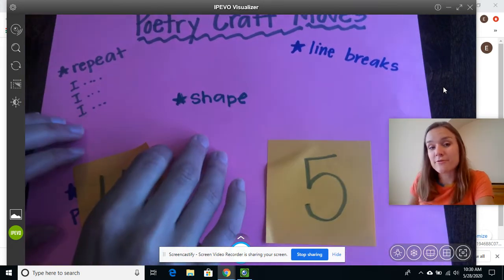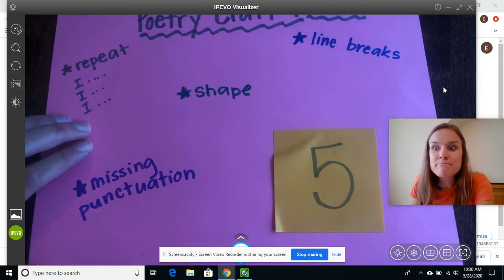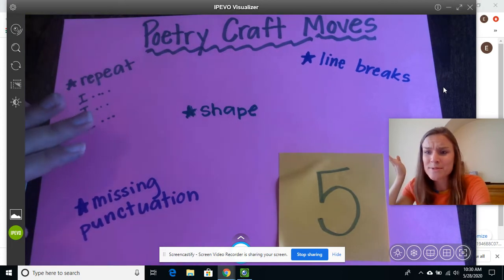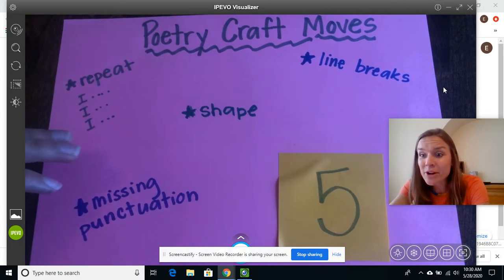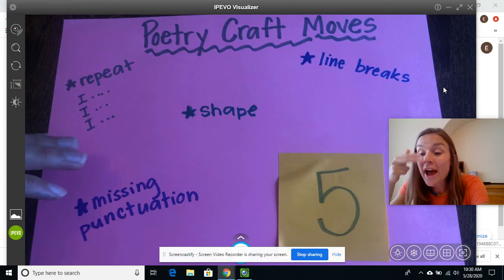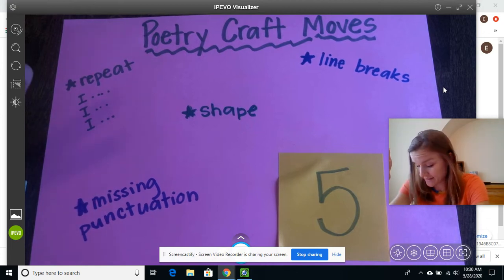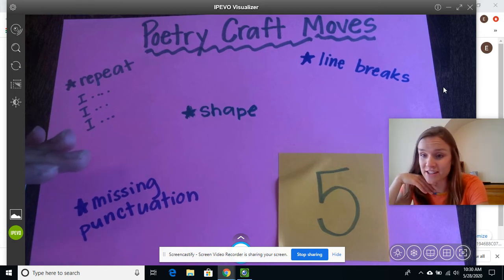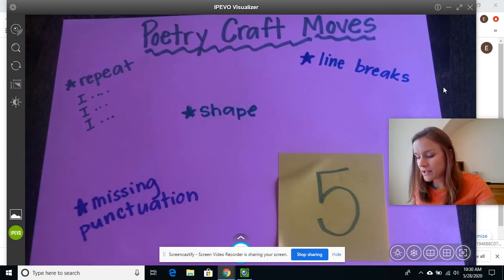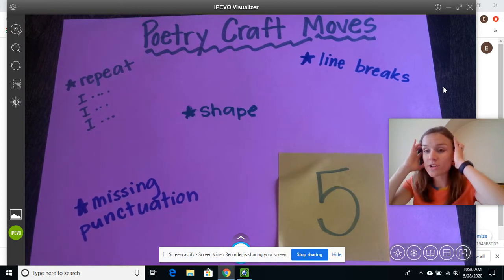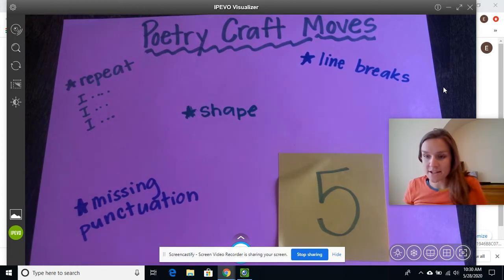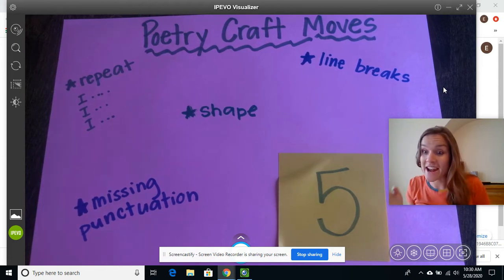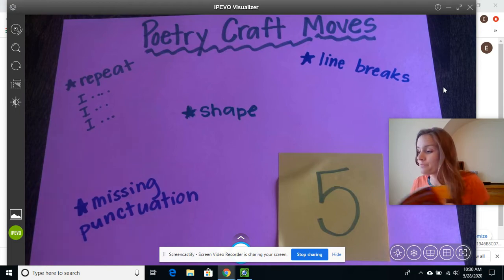The fourth poetry craft move I want to show you today is missing punctuation. Have you noticed in some of these poems that some of them don't even have any periods, any exclamation marks, or anything at the end of their sentences? In poetry, you don't have to have punctuation at the end. You can, like in the grandma poem, when they were asking questions, there was a question mark. But I want to show you this poem that has no punctuation. And it is a beautiful poem.